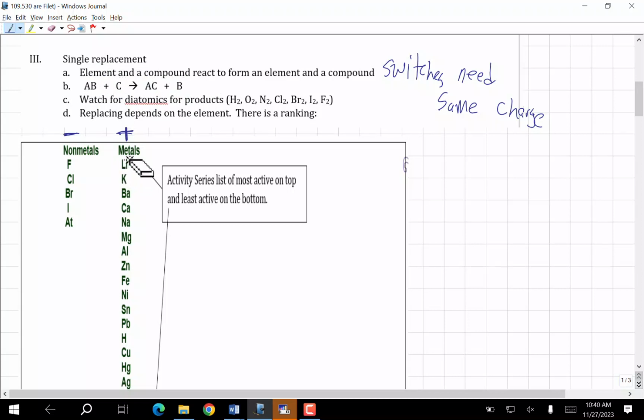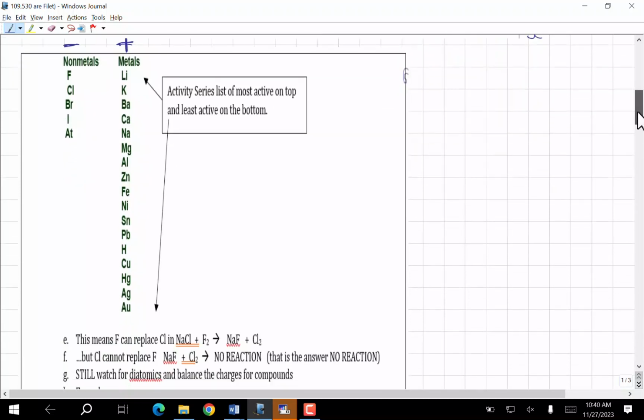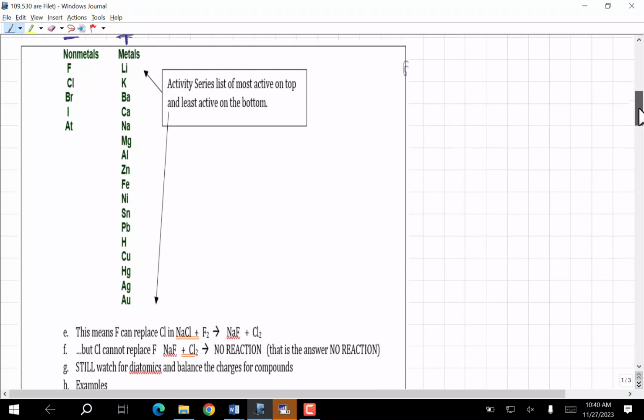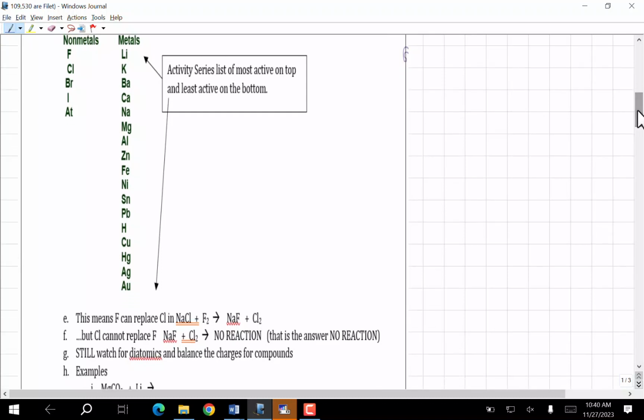Why is that? Because I asked somebody for the most attractive celebrity, and they shouted out Lil Wayne. So see how up on top, this is Lil Wayne. So Lil Wayne is on top, right? So anything on top will replace anything below. Lil Wayne can steal anybody's Lil Honey, right? So let's take a look. Okay, so this is the activity series. You'll be given the activity series on your test.